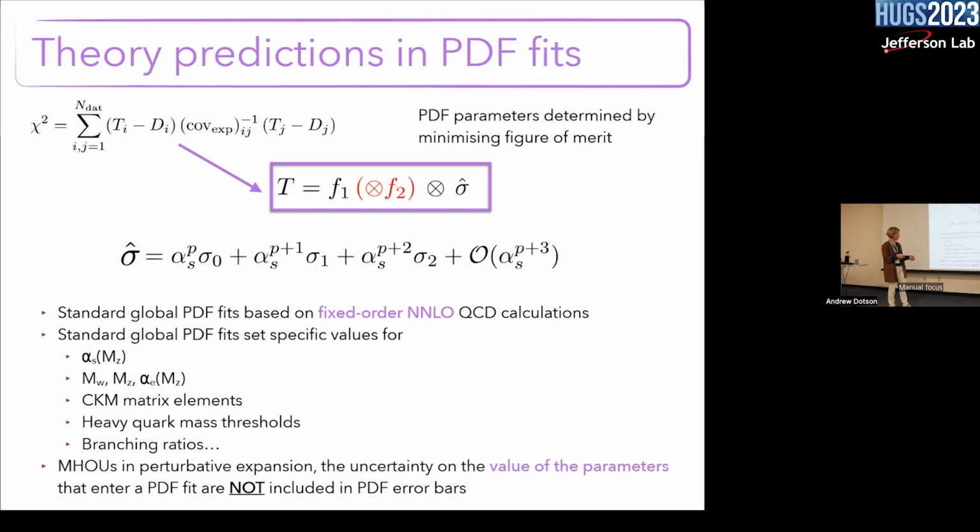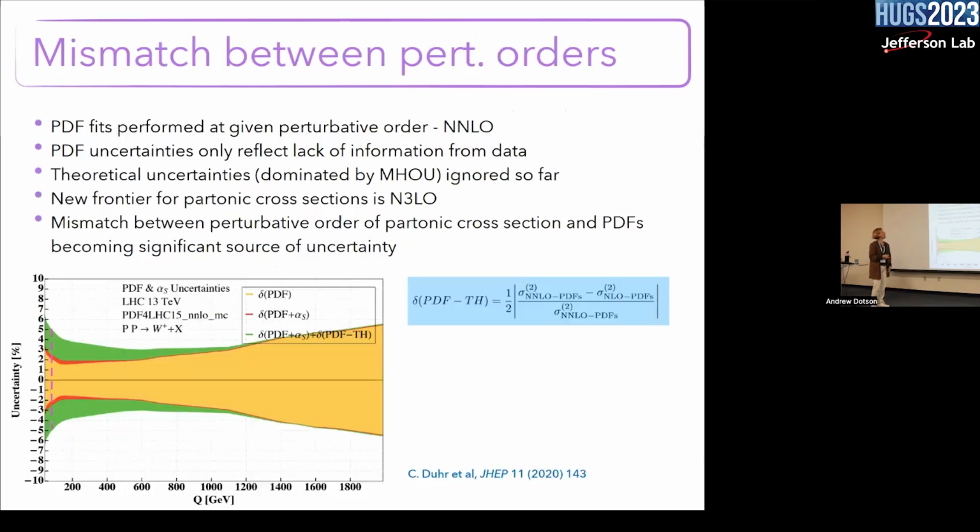But all these things, so for example the missing higher orders in the perturbative expansions and the uncertainty on the values of these parameters, are not included in the PDF error bands that I showed you yesterday. So typically, these error bands are only the experimental error. You only propagate the experimental covariance matrix into the fit of the PDF. So how do we deal with that? Somehow all the PDF uncertainties are a bit underestimated, because we are keeping all these things fixed. So we don't vary them.